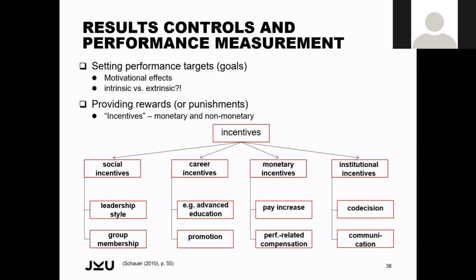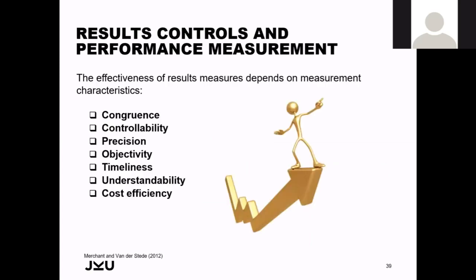Monetary incentives, obviously. Institutional incentives would also be a great incentive, or is also actually well liked, if you are as an employee suddenly part of a decision-making process. This would be your reward because you're an expert in your field, you reach the results, you are empowered and you perform greatly, and suddenly you are a part of a decision-making process. This would also be part of an incentive setting in the aspect of result controls.